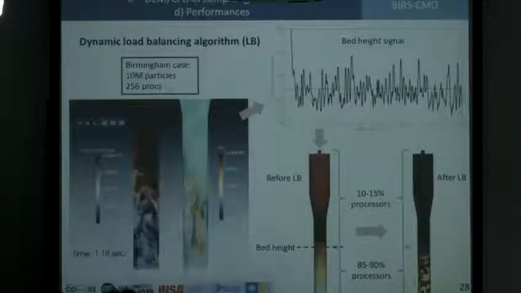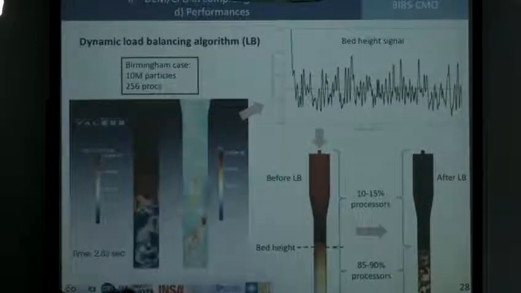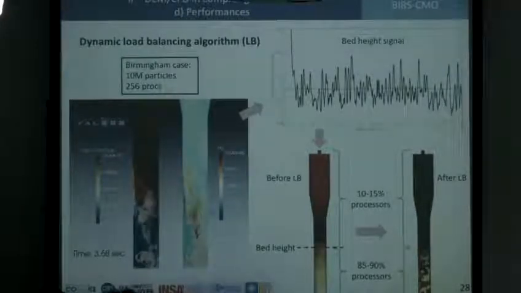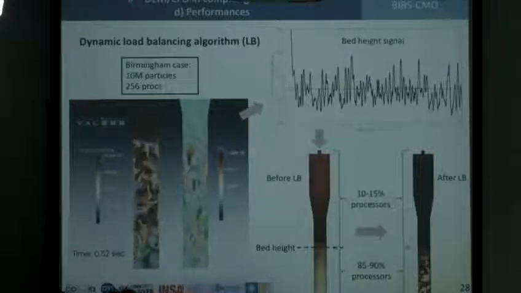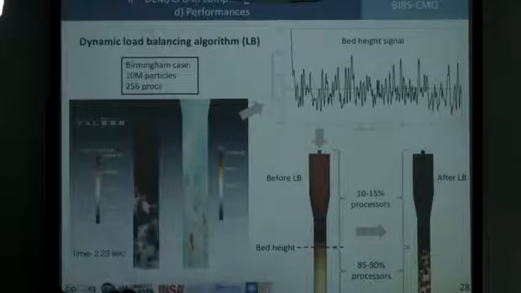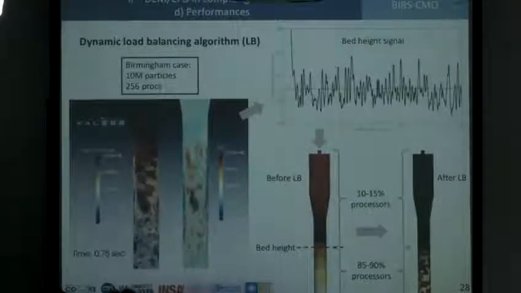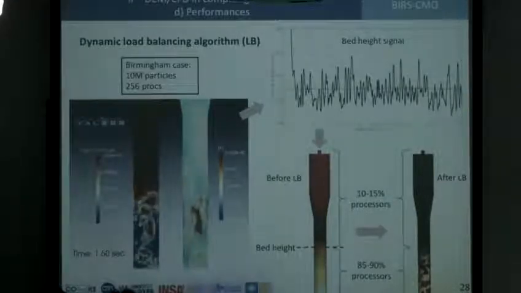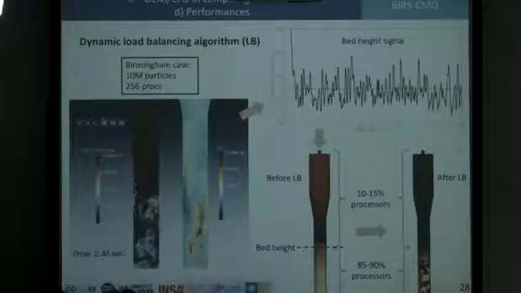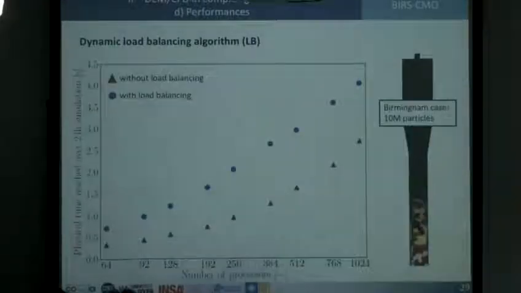And there is a second part in this dynamic algorithm, which is that it is able to judge whether load balancing is necessary or not, using some criterion. And also the local dispersion of particles is taken into account, so that the processors inside the bed height are dispatched regarding the particle localization. So here are shown the results.